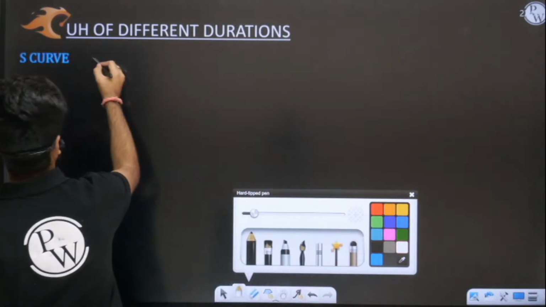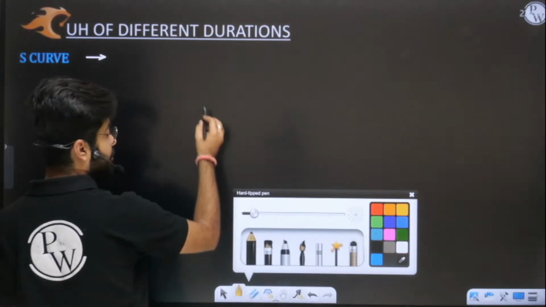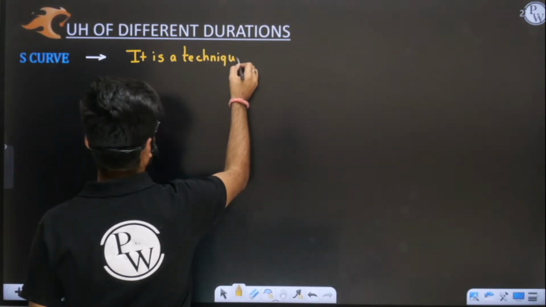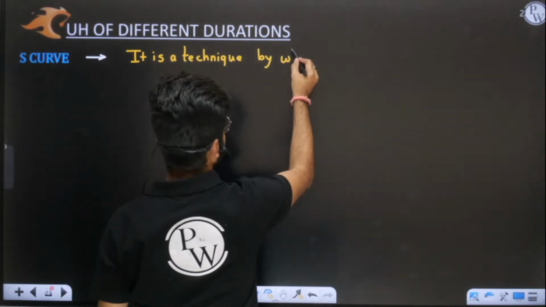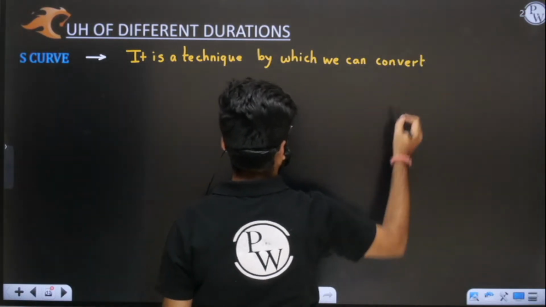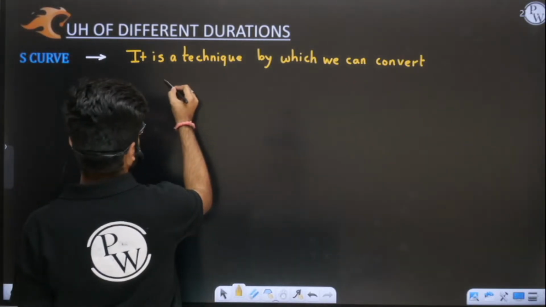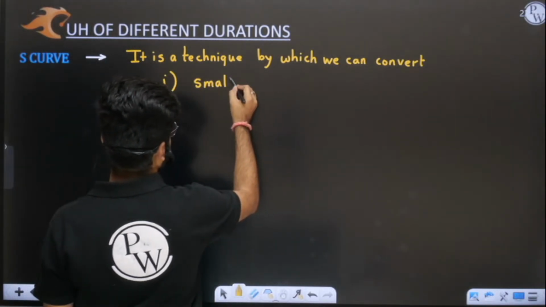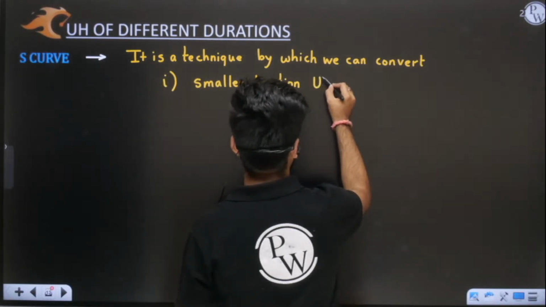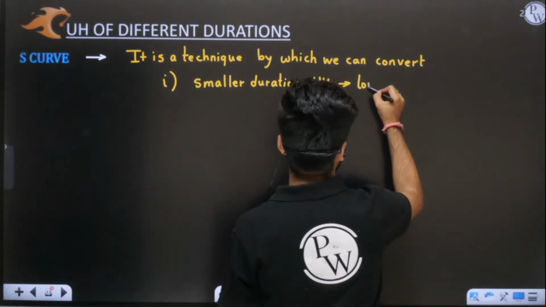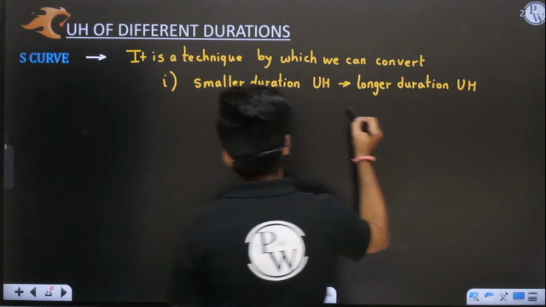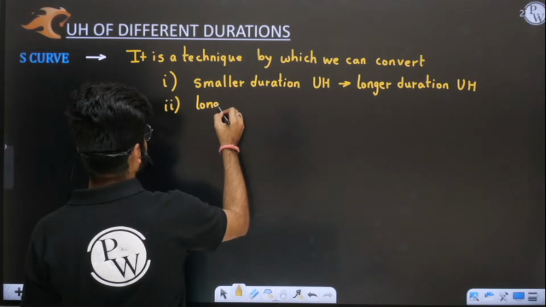I will write one point here, listen very carefully: it is a technique by which we can convert a smaller duration unit hydrograph into a longer duration, and also I can convert a longer duration into a smaller duration.